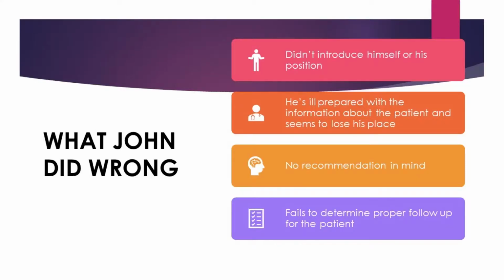Now, let's quickly go over what John did wrong. First, he failed to introduce himself or his position, which left the doctor slightly confused and distracted. Secondly, he is ill-prepared and is just speaking about patient details without any particular focus and even loses his place halfway through. Thirdly, he comes with a problem but only a vague recommendation about what should be done, and even then, he doesn't seem very certain about it. Lastly, he also fails to properly determine when a follow-up with the patient should happen and who should handle it.